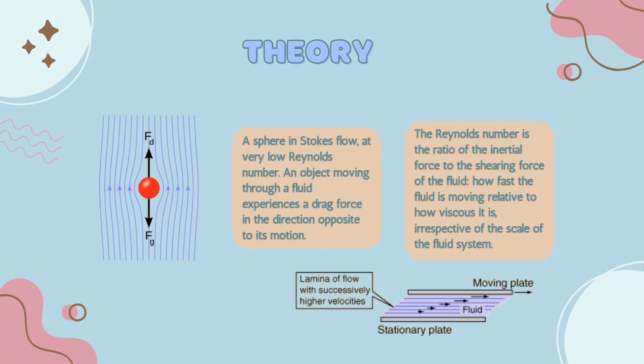A sphere in Stokes flow, at very low Reynolds number, an object moving through a fluid experiences a drag force in the direction opposite to its motion. The Reynolds number is the ratio of the inertial force to the shearing force of the fluid, how fast the fluid is moving relative to how viscous it is, irrespective of the scale of the fluid system.